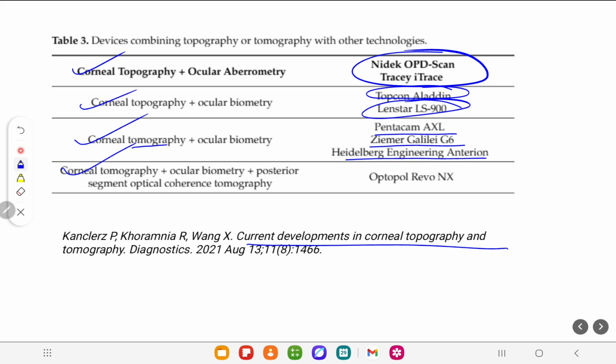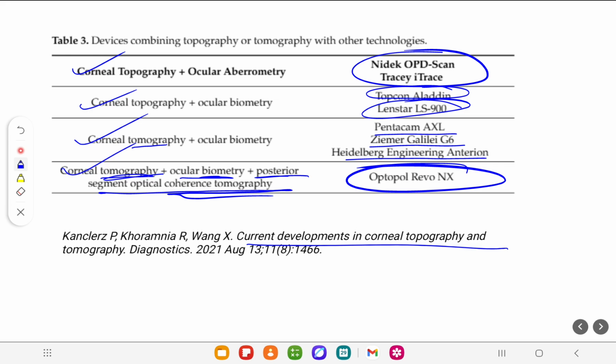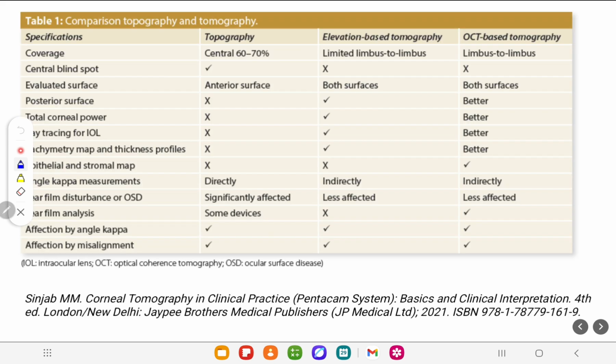And corneal tomography, ocular biometry, posterior segment optical coherence tomography, this is all found in Optopol. And I think I have to put it so that you know about it. So, okay, that's why I put it. And obviously this comparison chart I have taken from Sinjab's book, Corneal Tomography in Clinical Practice, fourth edition. I have taken this piece.